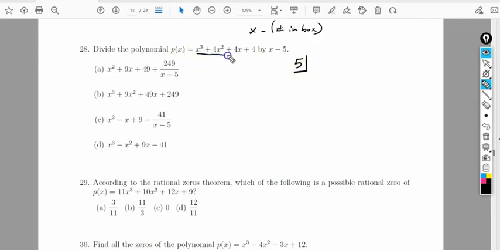Then we use the coefficients here. 1, 4, 4, and 4. 1 times the number in the box, then we add. 9 times the number in the box, then we add. And 49 times 5.